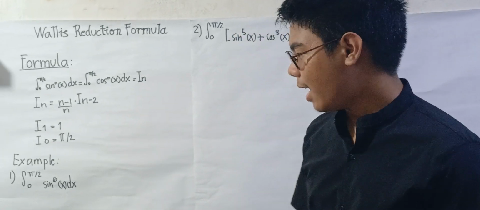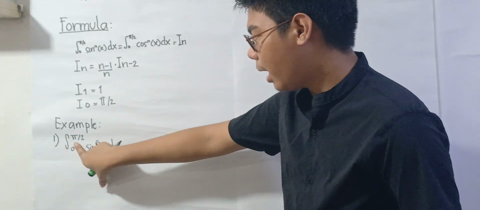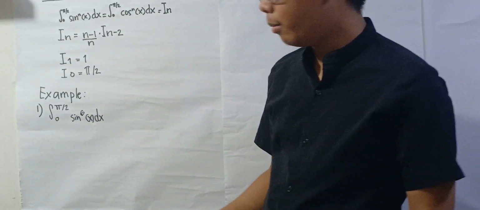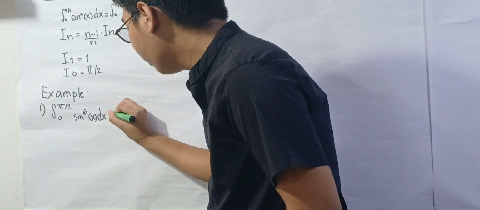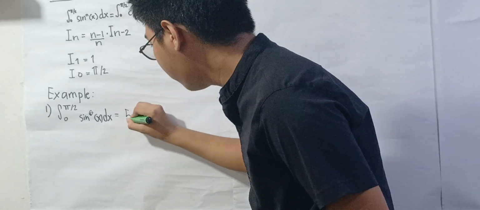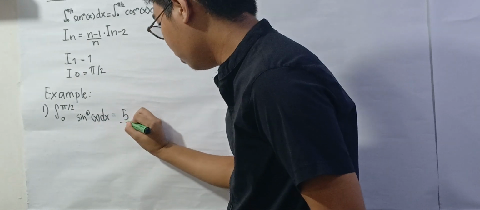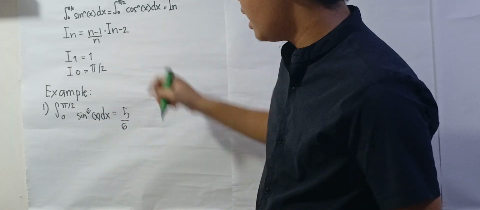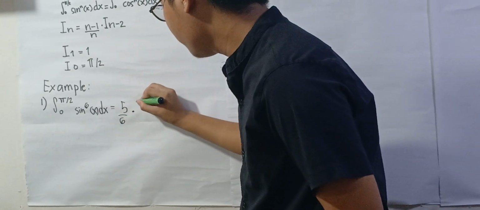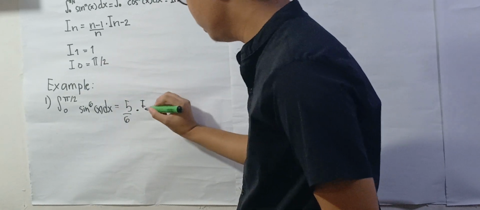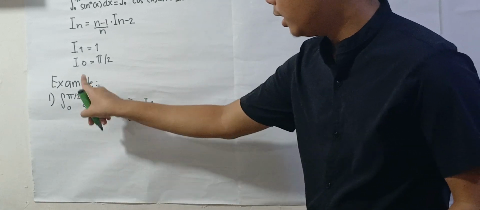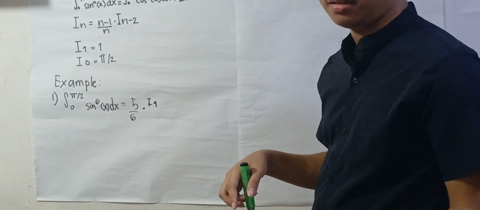Let's start with our first example. The integral from 0 to pi over 2 of sine to the 6th power of x dx. Following the formula, we would first end up with 6 minus 1, which is equal to 5 over n. n is 6, so 6 times I(n minus 2). 6 minus 2 is 4, so it would be times I4. Then we would reduce I4 again until we reach I0, because I4 is an even number.